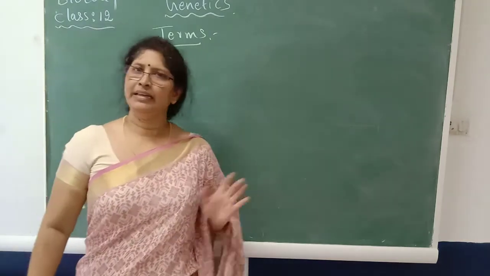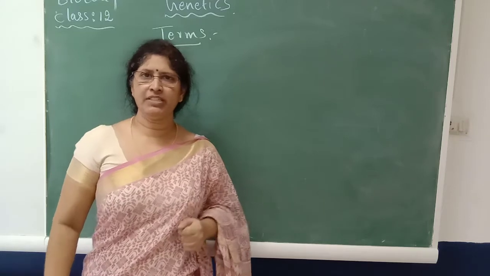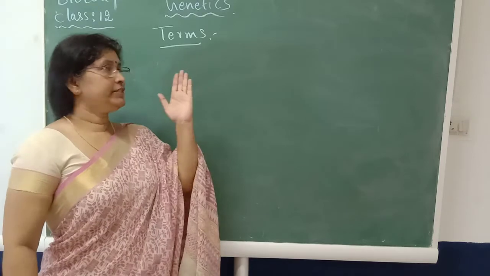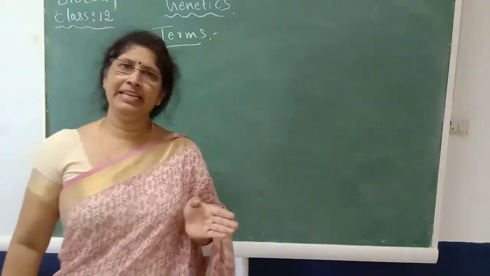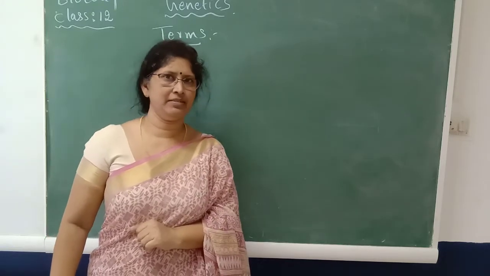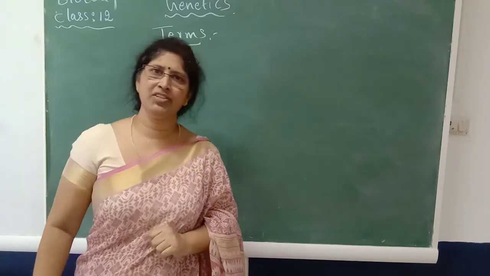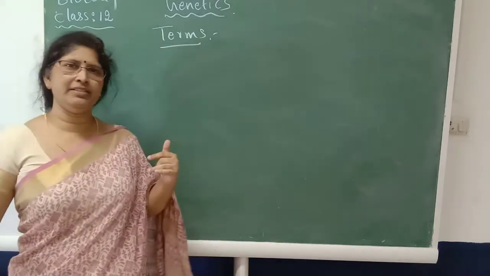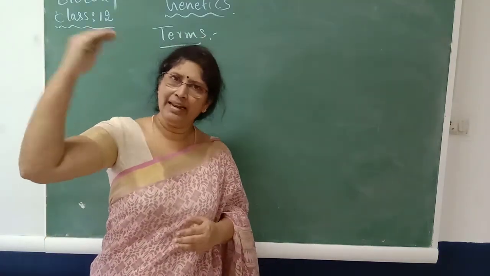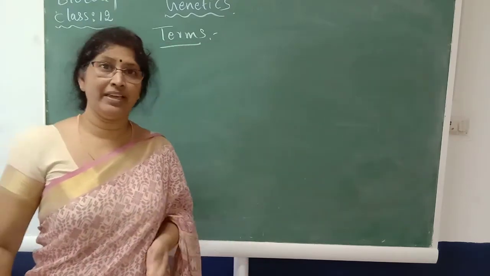So now let us start with the terms which are associated with genetics. The first thing we have to know is what genetics is. Genetics is the branch of science that deals with the inheritance of characters and variations in characters. I repeat, it is the branch of science which deals with inheritance and variations of characters. Inheritance is a process where the characters are transmitted from parents to their children. So now, what is variation?